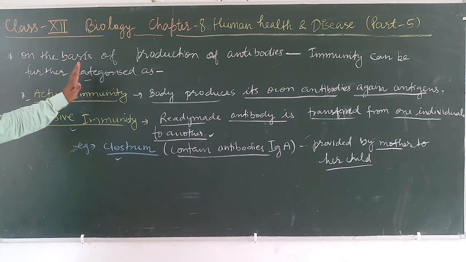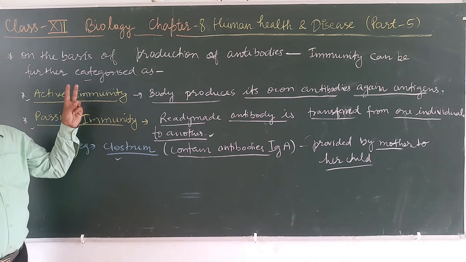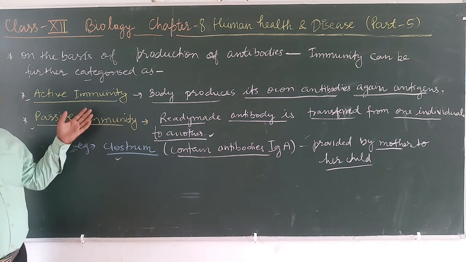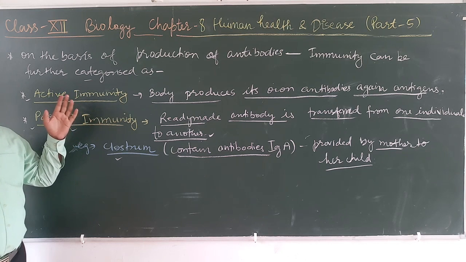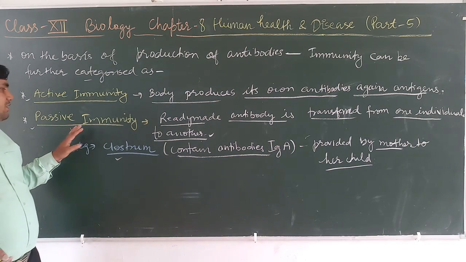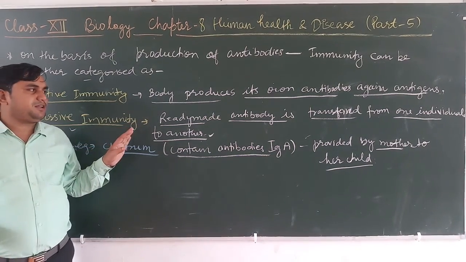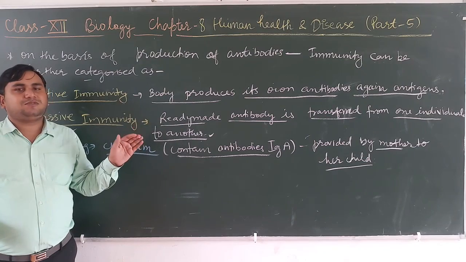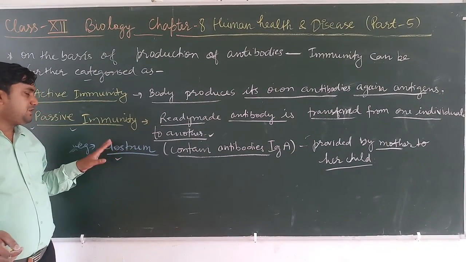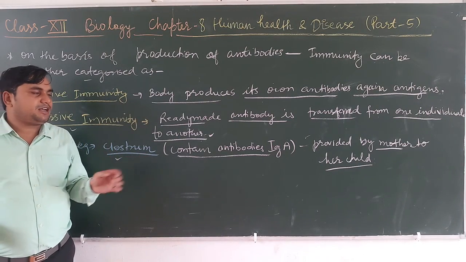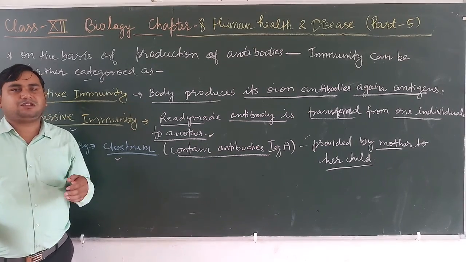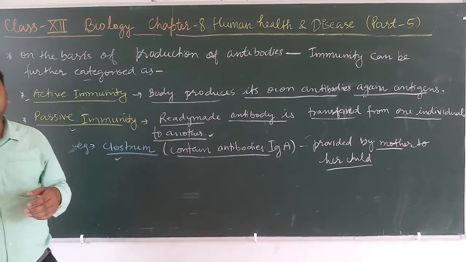So on the basis of production, immunity is divided into 2 parts. First one is active immunity and second one is passive immunity. In active immunity, body cells produce their own antibodies against the antigen, and in passive immunity, ready-made antibodies are transferred from one individual to another. For example of passive immunity, colostrum contains immunoglobulin A, that is antibodies, and that is provided by the mother to her child.